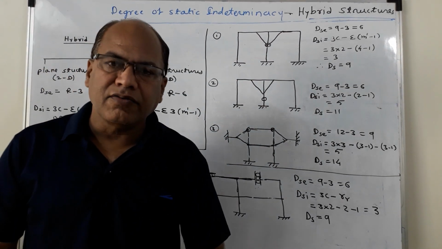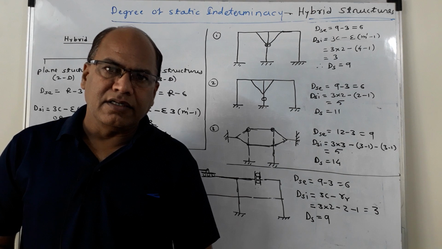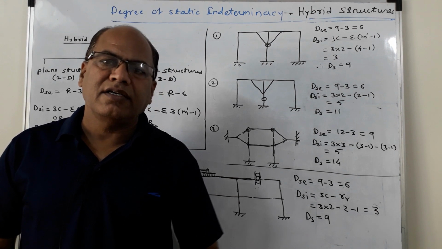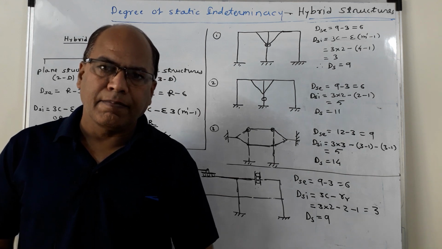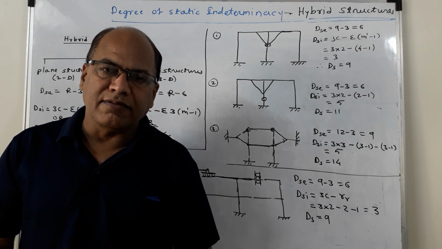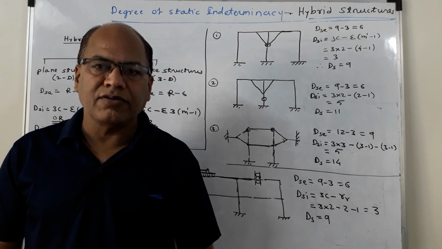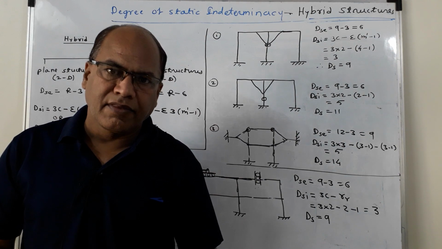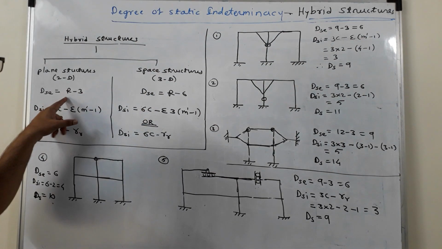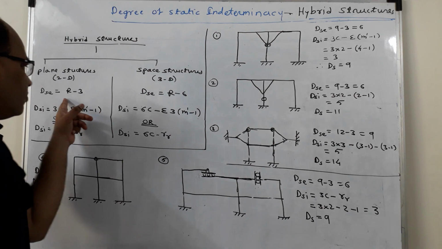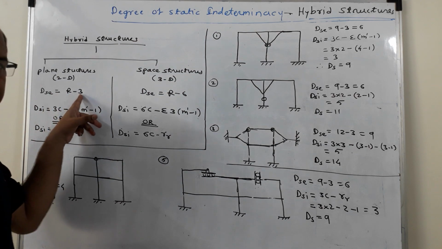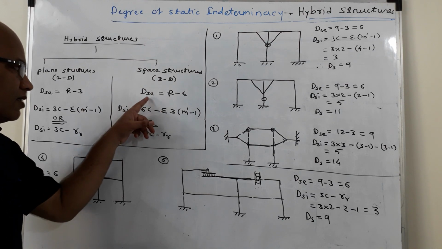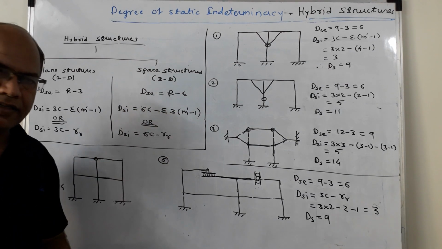Again, when it is a question of getting the static indeterminacy of any given structure, we get the external static indeterminacy, we get the internal static indeterminacy, and we just add them together to get the final static indeterminacy of the given structure. DSE as usual in case of plane structures can be obtained as DSE is equal to R minus 3, whereas in case of space structure it is obtained as DSE is equal to R minus 6.